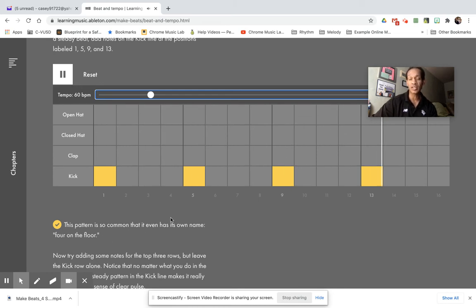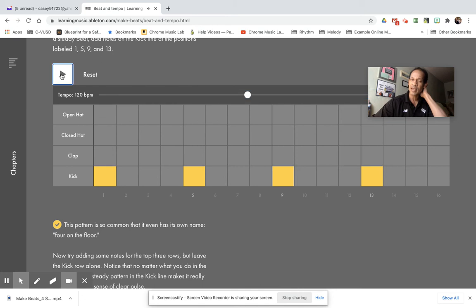Now you could change the tempo and make it faster, right? So you could double it up. If you went to 120, then you would have 2 beats per second, right? There's 120. Dump, dump, dump, dump, dump. Every second you have 2 beats. That's what that's talking about.